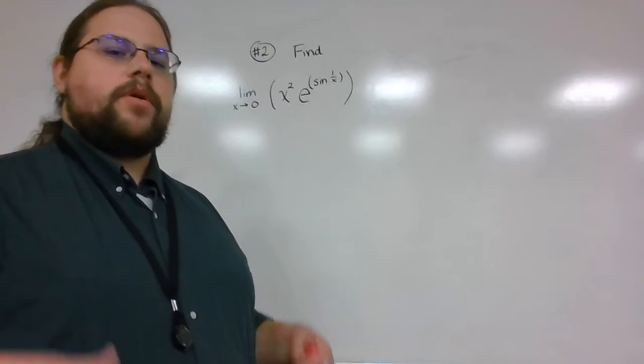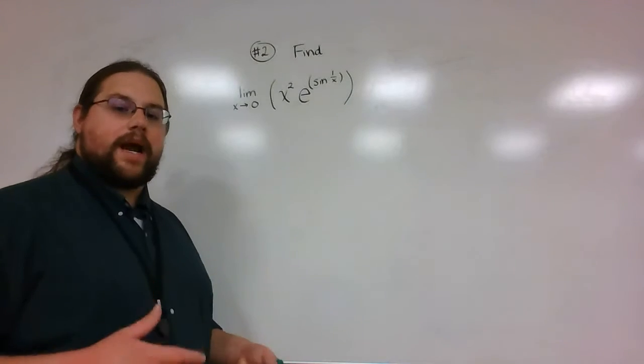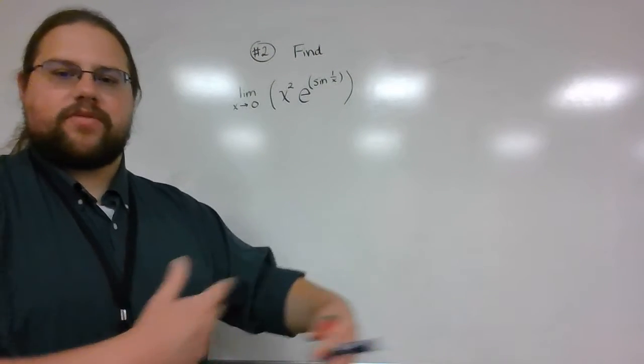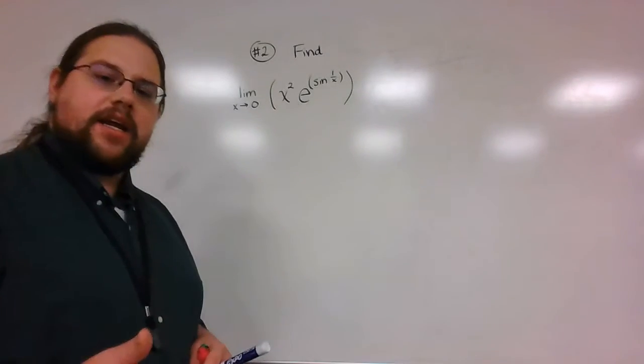So in this example, I'm going to find the limit as x approaches 0 of x squared times e to the power of sine of 1 over x. Remember, e is a number. It's 2.718, keeps on going forever. It's one of those irrational numbers.